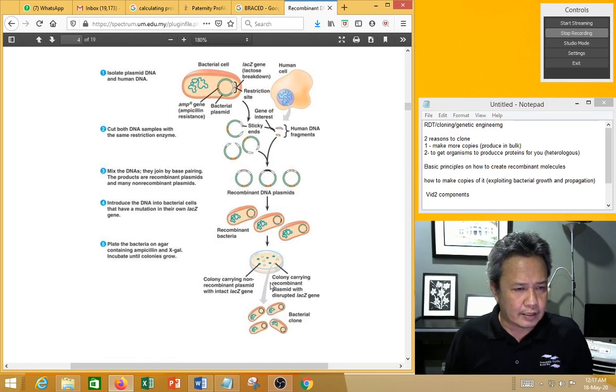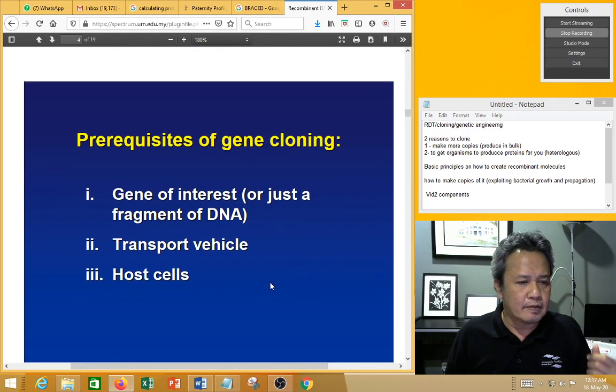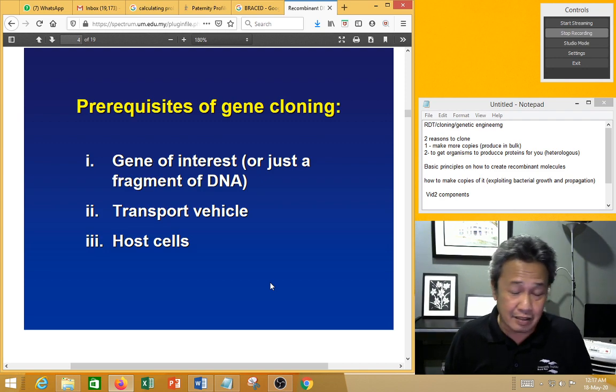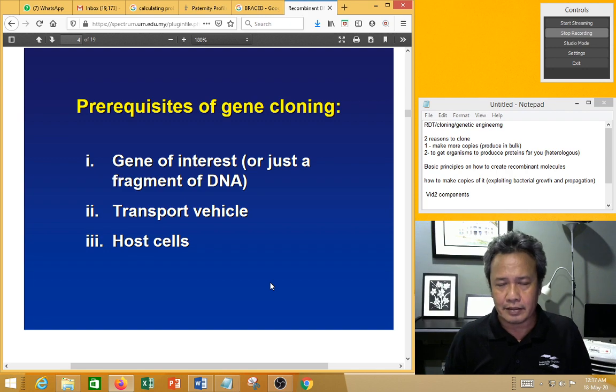We won't look at this now, perhaps later. So in the process of cloning, of course, you want to have something that you want to clone, the gene of interest. You want to have the transport vehicle. In this case, we are going to talk about plasmid. There are other types of transport: you have cosmids, you can put it in YAC, yeast artificial chromosome. These are called transport vehicles, but in this case, we're going to talk about plasmids and also host cells. In this case, host cells are bacterial cells.